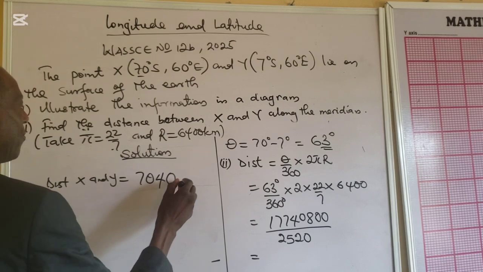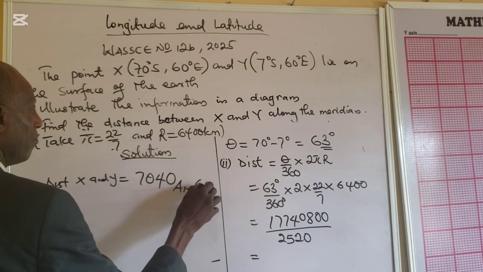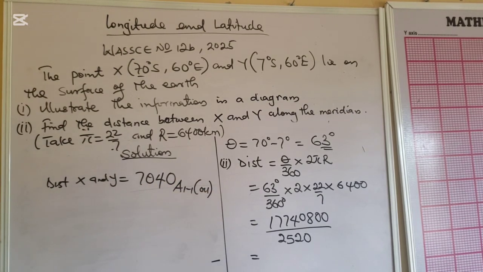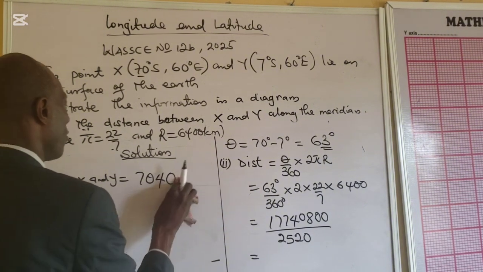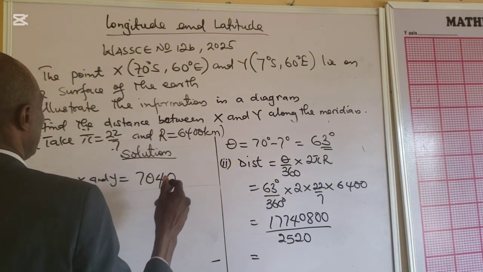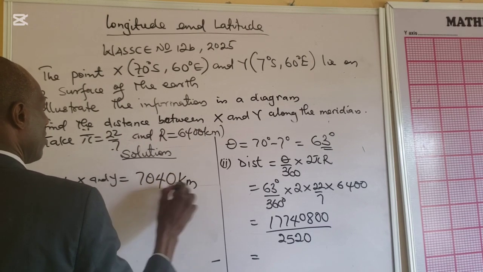WAEC will mark you A1 minus 1 for omission of unit. So therefore, you will put your unit in kilometers.